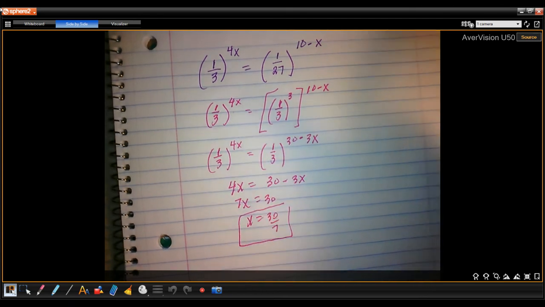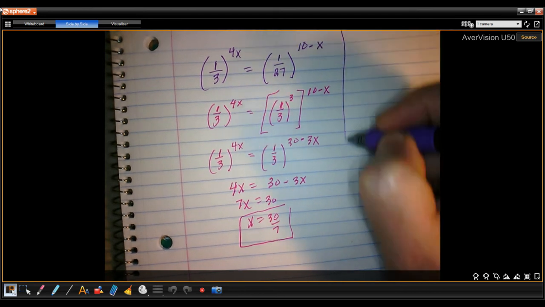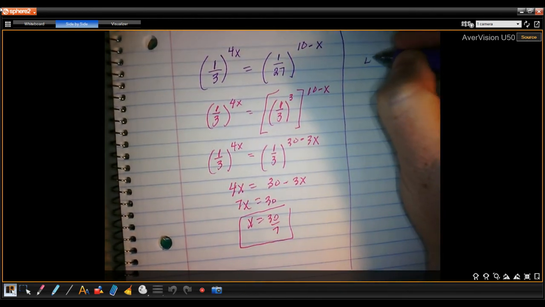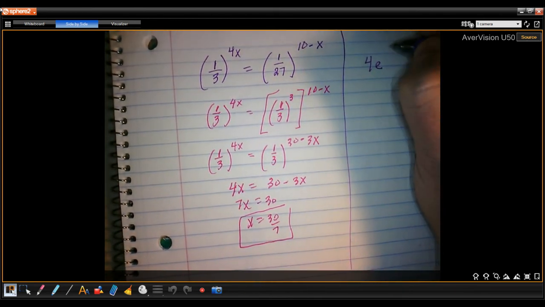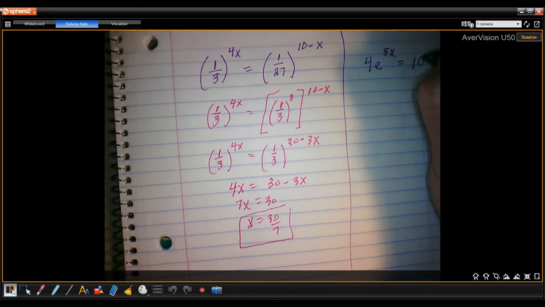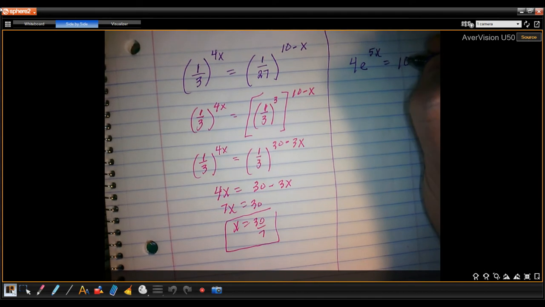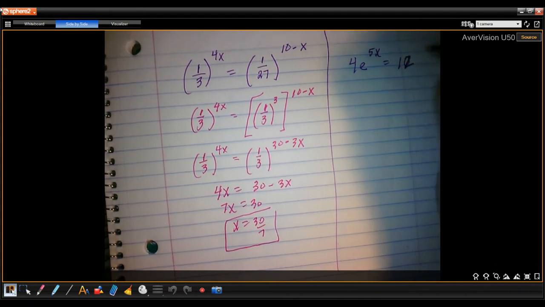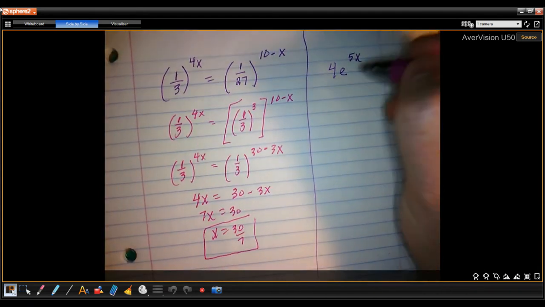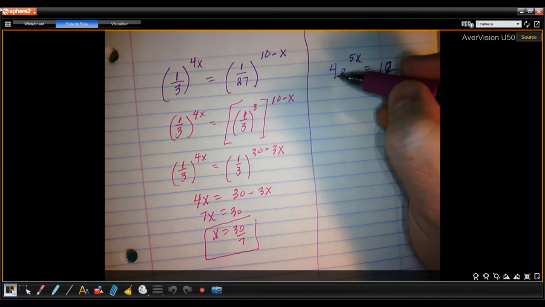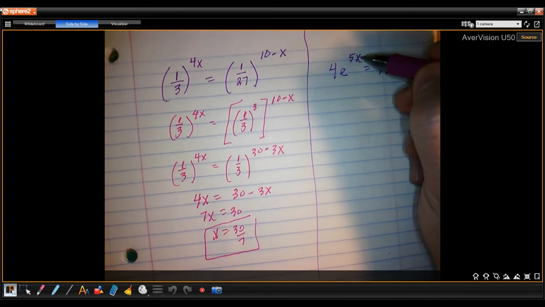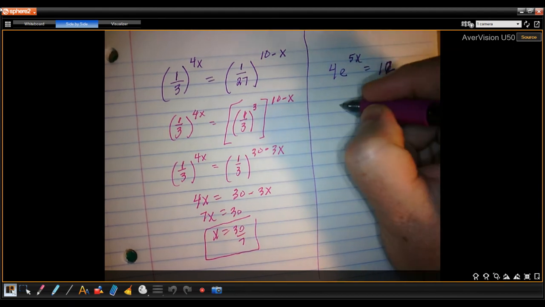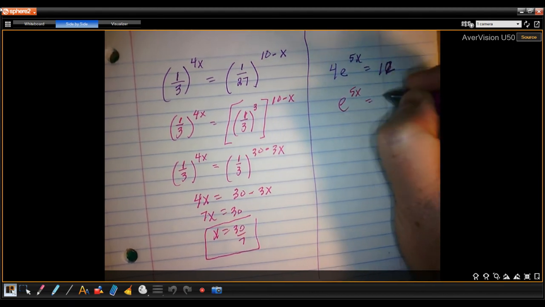If you have e, let's try something with e on it. So if you have like 4e to the 5x equals 10. Actually, let's make it easy. Let's make it 12 so we can work it out easier. Okay, so if you have e, it's a little bit different. You want to get x by itself, but it's in the exponent, so you can't get to it yet because that 4 is there. So you're going to divide by 4 to the 3.